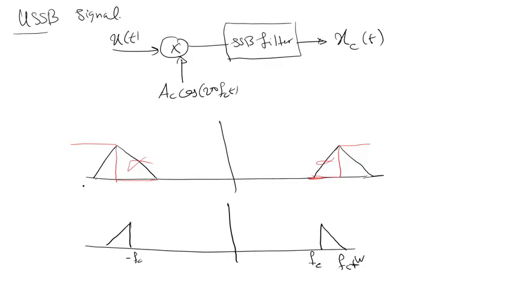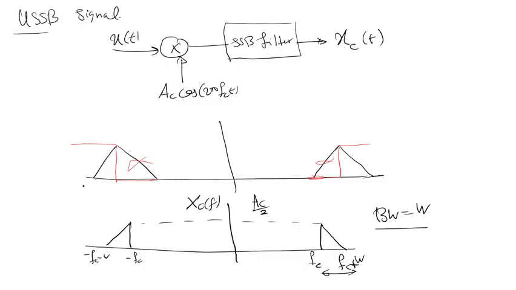Minus f_c, minus f_c minus W. Here is A_c over 2. This is the spectrum of the USSB signal. And as you see, the bandwidth here is W. In analog modulations, SSB is a bandwidth efficient modulation.